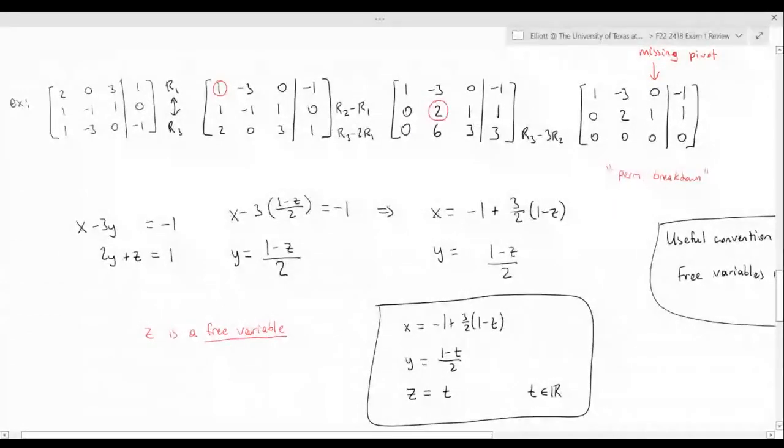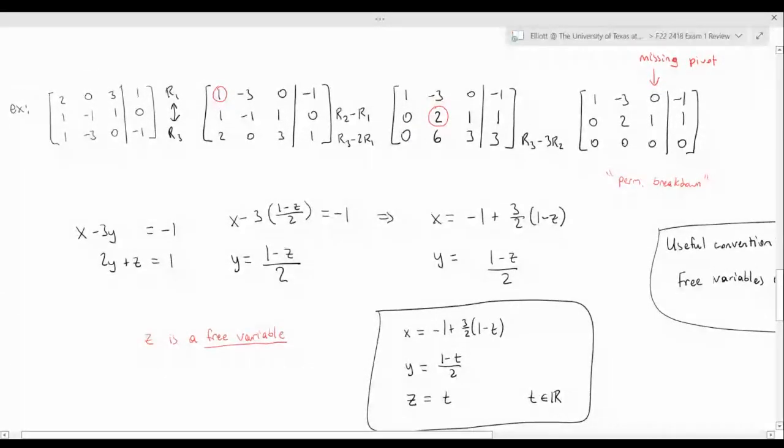All right. Maybe I'll pause for a moment and ask if there are any other questions about this example or just getting infinitely many solutions in general.